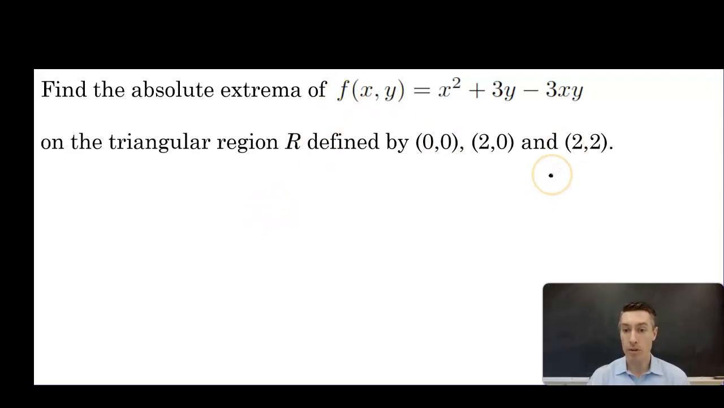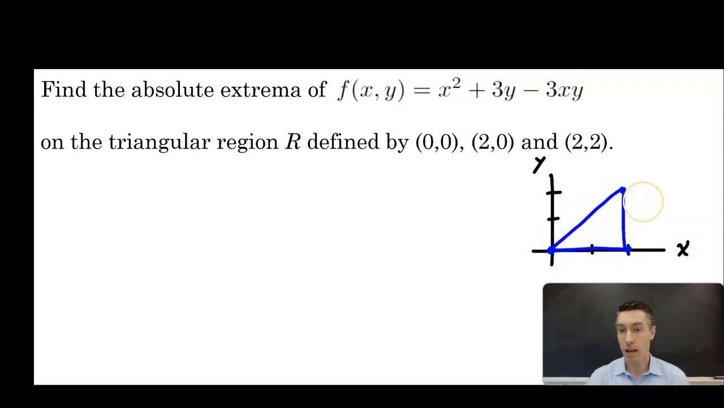First thing I prefer to do is draw out the region, just so I can visually see where the critical points should be. So (0,0), (2,0), (2,2). Connect our points. So there is our triangular region. So first thing, let's find the critical points of this function and see if they fall inside of that region.